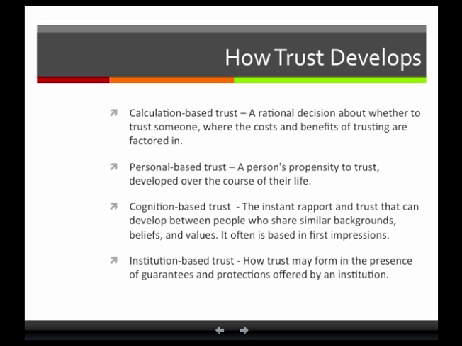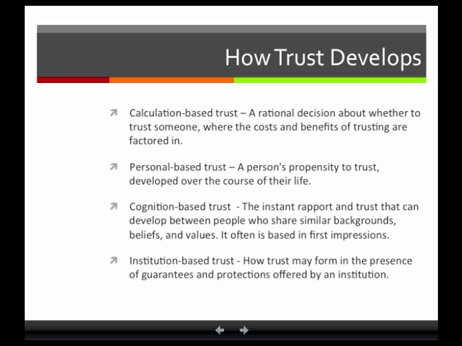There's cognition-based trust. So this is the kind of instant rapport and trust that develops between people who share similar backgrounds, beliefs, and values. And it's often based in first impressions. So this sort of thing happens when you're walking in, you're meeting a new group of people, there's someone you sit down and talk with, and you kind of feel like you've known each other forever. You're willing to share secrets with them and have really deep conversations that you normally wouldn't have with a stranger. And that usually results from having some similar background or belief system, as well as personal chemistry that makes trust evolve without a lot of background to rely on.